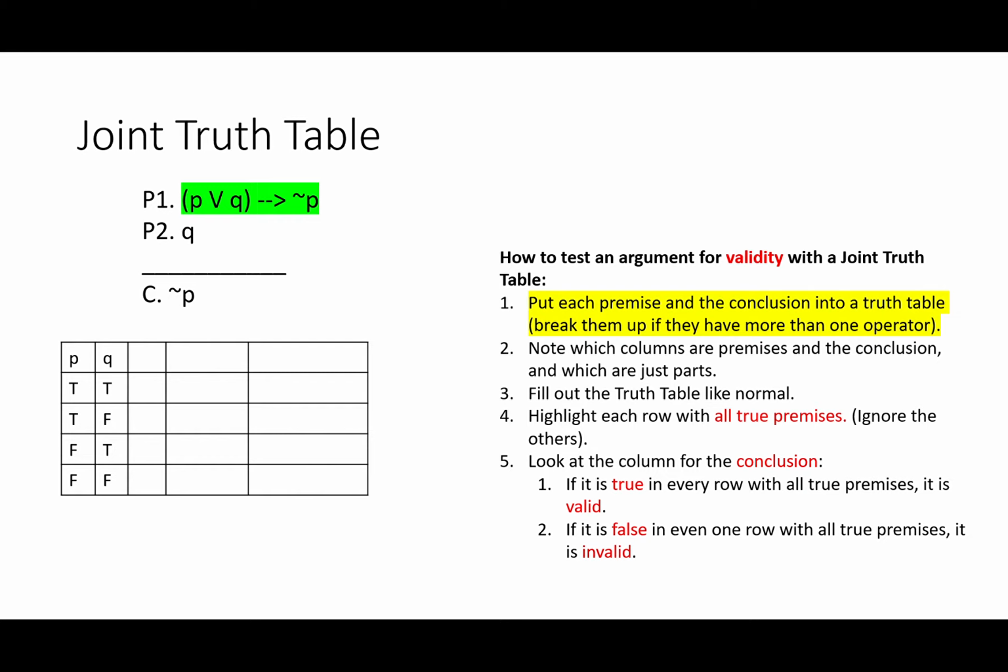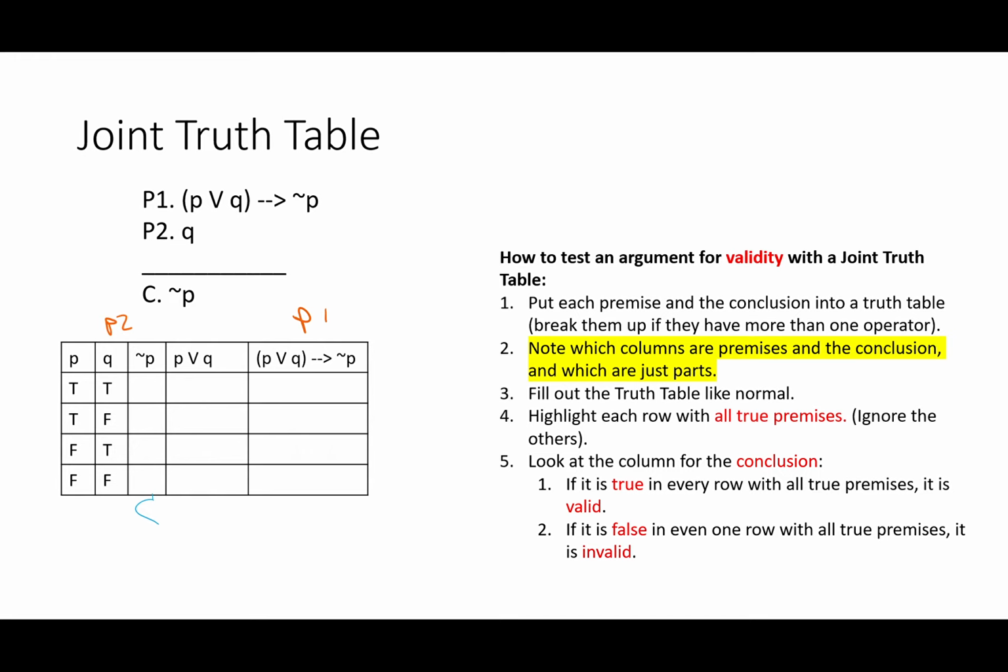Premise 1 does have more than one operator, so we've got a column for not P, sorry, a column for P or Q, and we've got a column for if P or Q, then not P. Premise 2 is just Q. It's already there in the table, so we don't need to do anything. Premise 3, the conclusion, not P, is also already there in our truth table, since it was part of premise 1, so we don't need to do anything. If you want to, you could make another column on the end, just for clarity, but it's not required.